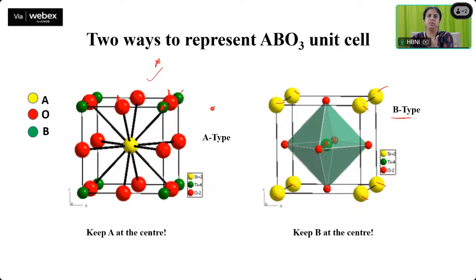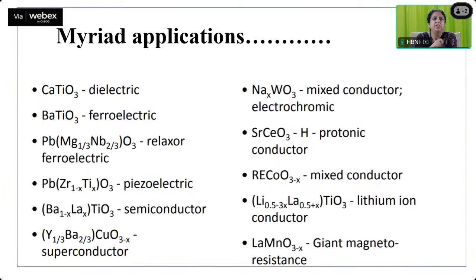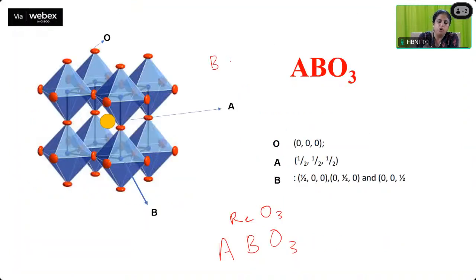When B is at the center, oxygen are at face centers. But as I said, you can derive one from the other. And how do I describe it in terms of space filling polyhedra? Since we have, this is very clear from the B type, we have a BO6 octahedra. And if I go on the previous slide, you can easily visualize your BO6 polyhedra are sharing corners to form a three-dimensional network. So in terms of B, this is how it looks like, BO6 polyhedra.